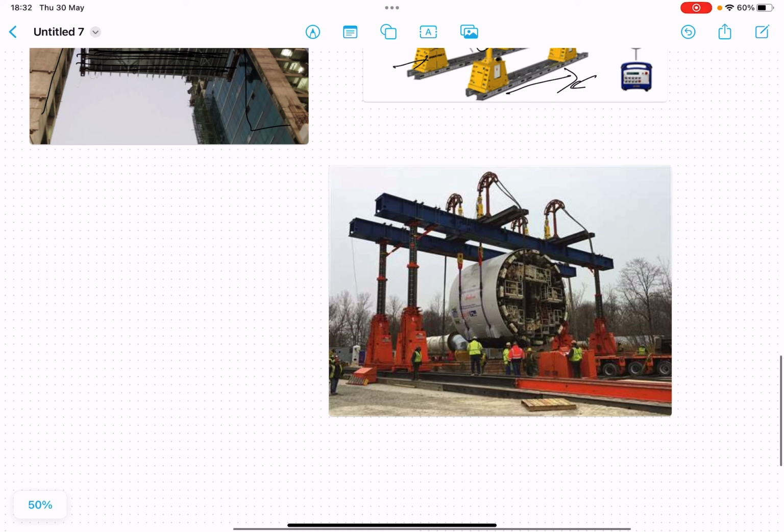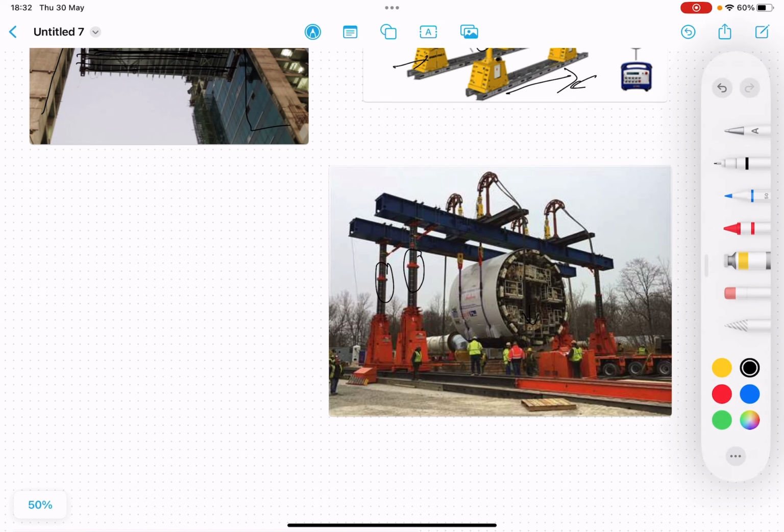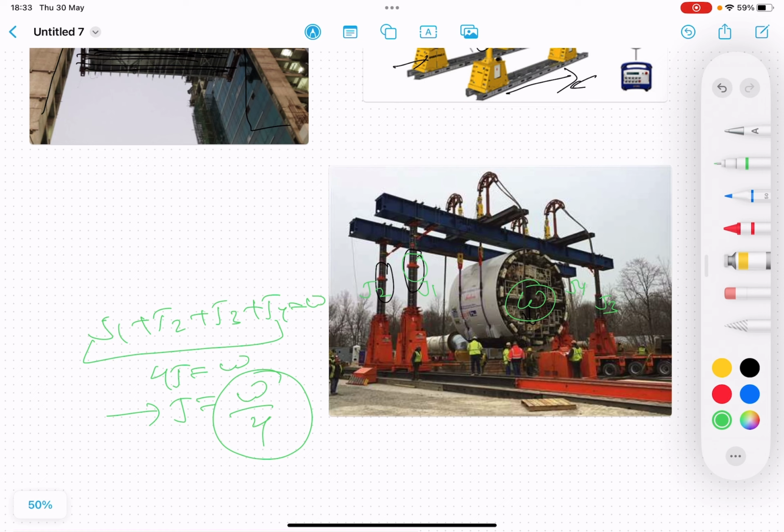They are lifting some heavy element using these hydraulic gantries. They go up to the height which we want. The cylinder ram will be out, and the lifting is balanced. Suppose this element has a weight of W, and this hydraulic jack is J1, this is J2, this is J3, and this is J4. Four hydraulic jacks are there. So J1 + J2 + J3 + J4 = W. If all of these are identical, then 4J = W, so J = W/4. On one hydraulic jack, the load comes out to be J = W/4.